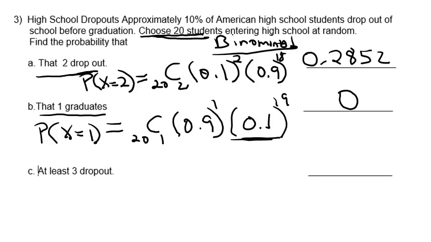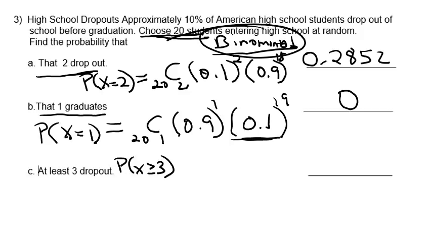C, the probability that at least 3 drop out. So I'm looking for the probability that at least 3 drop out. Since this is a binomial and inequality, I am going to go with the normal approximation.